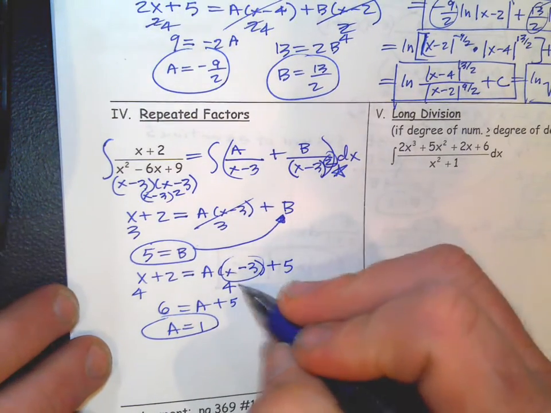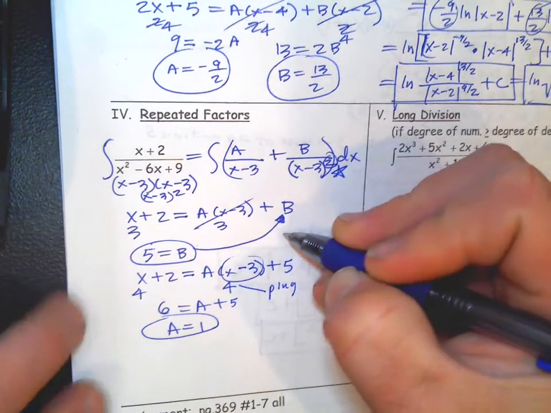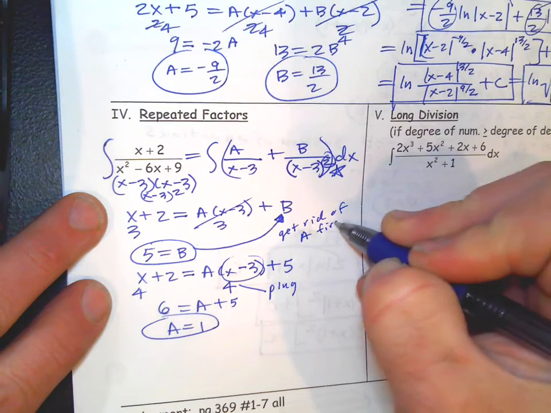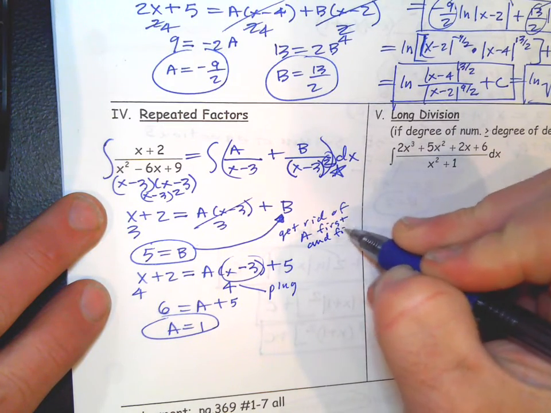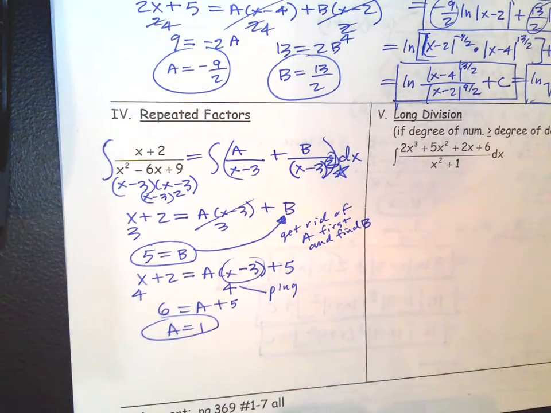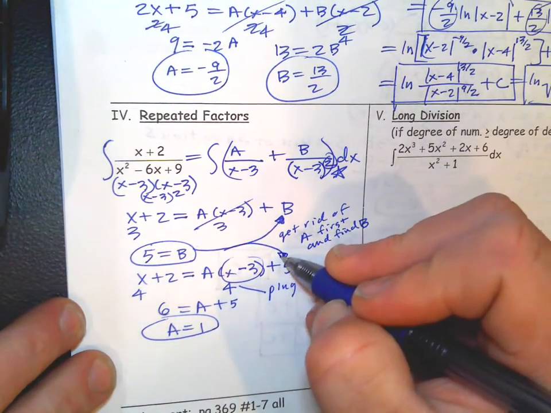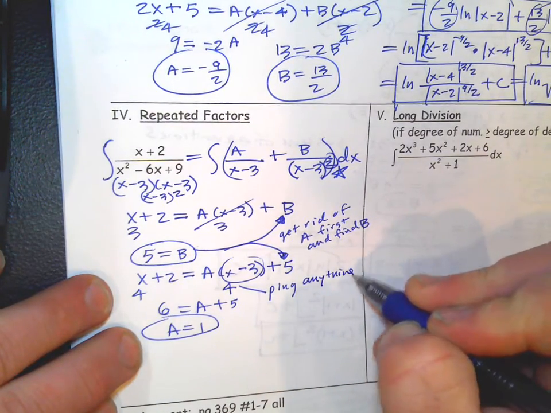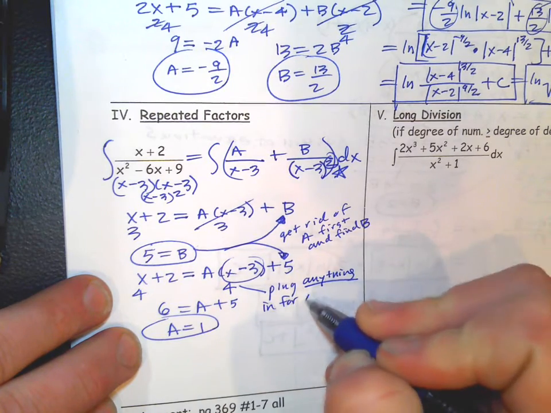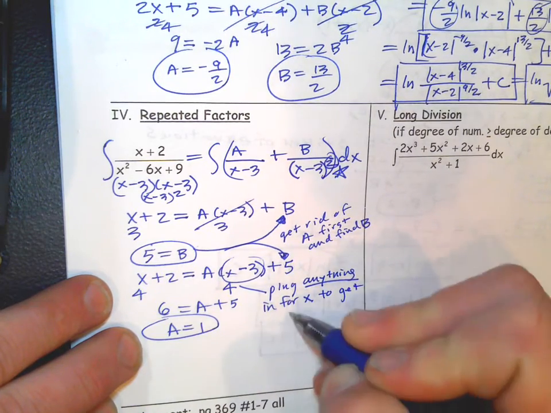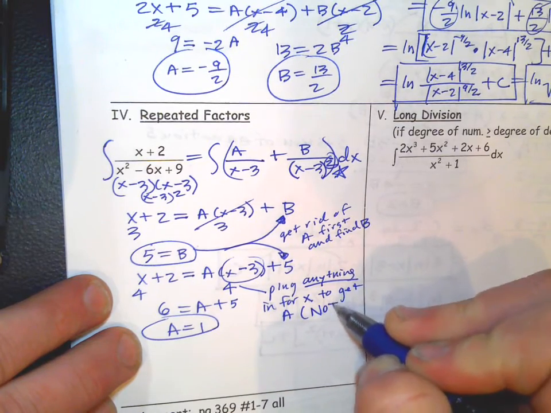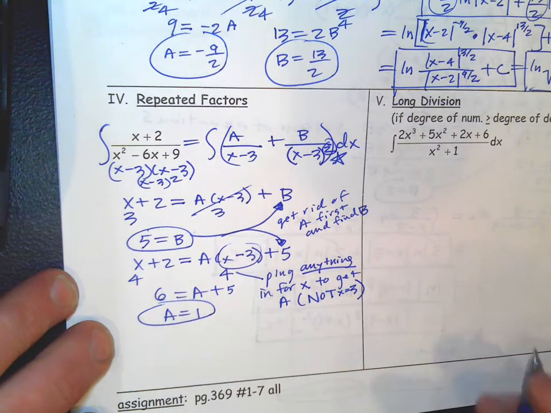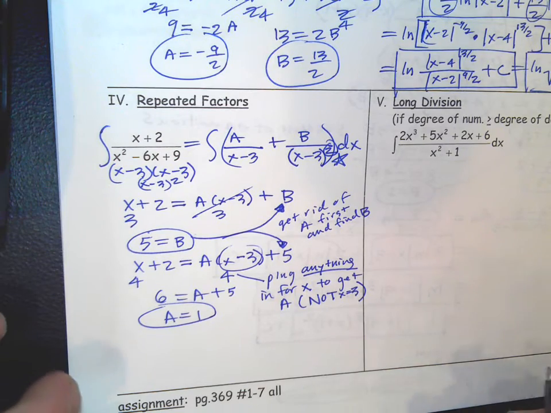So here's the deal. Add this note. We have to get rid of a first and find b, and then plug it in, right? And then we plug anything in for x to get a, but not x equals 3. That would not work this time, right? I thought x equals 4 was nice. But you can plug anything.